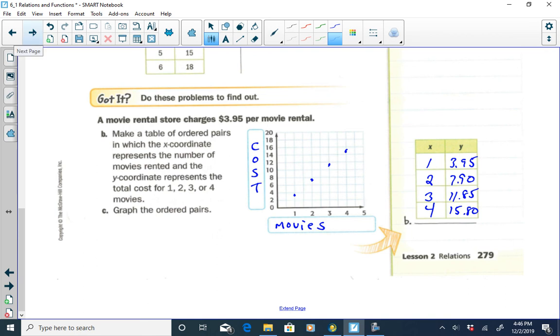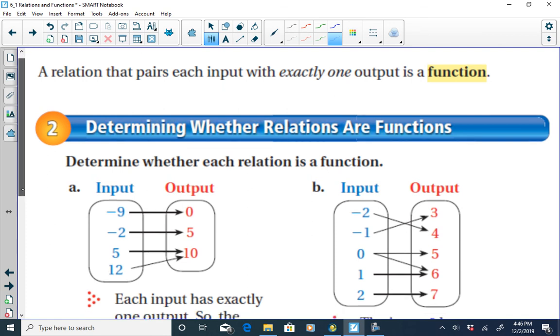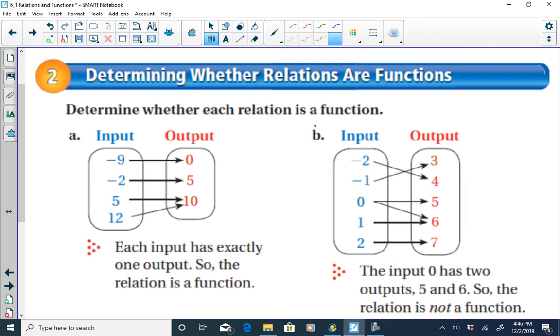All right. Next page. A relation that pairs each input with exactly one output is called a function. And the key with a function is that for every input, there is exactly one output. So when we're determining whether a relation is a function, we look here. Negative 9 is paired with 0, negative 2 paired with 5, 5 here, the output is 10, 12, the output is also 10.